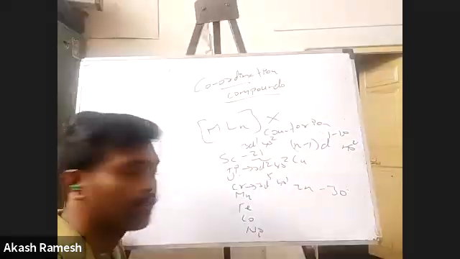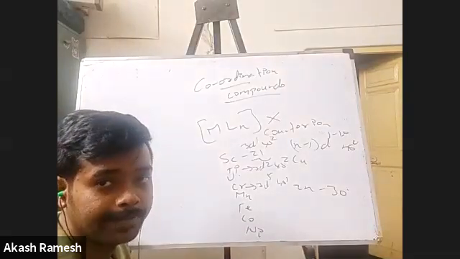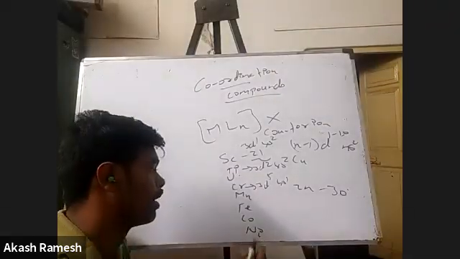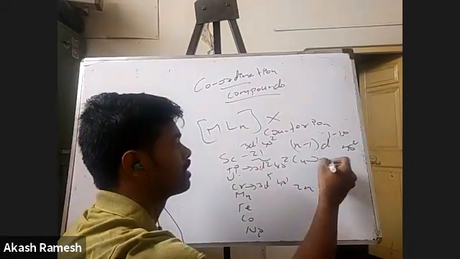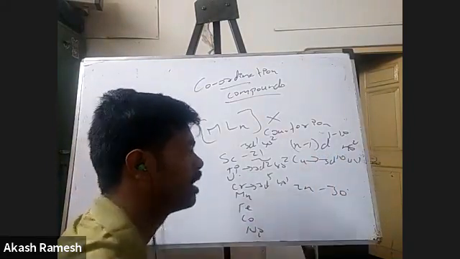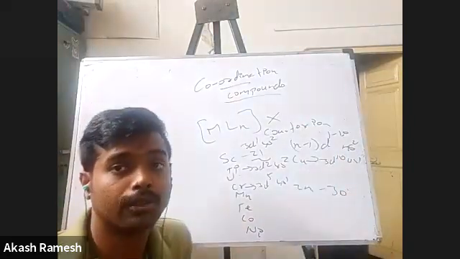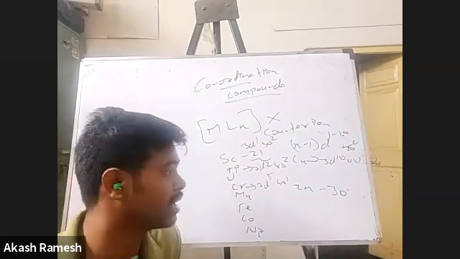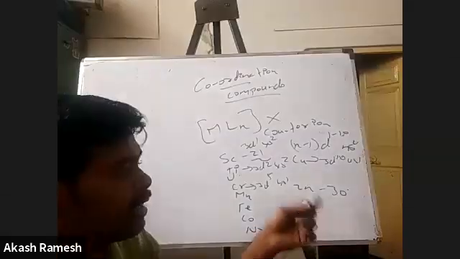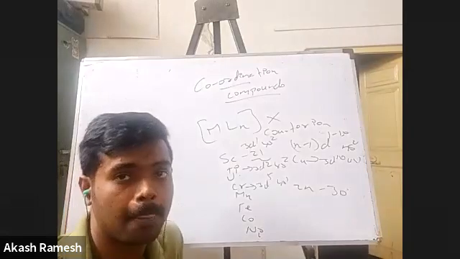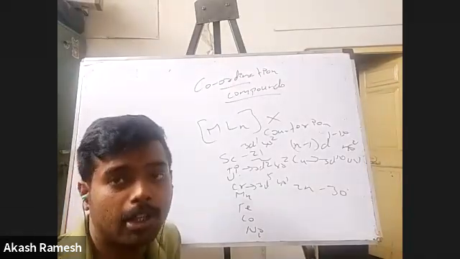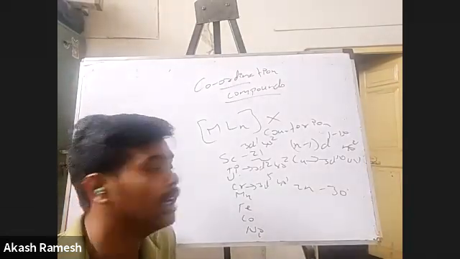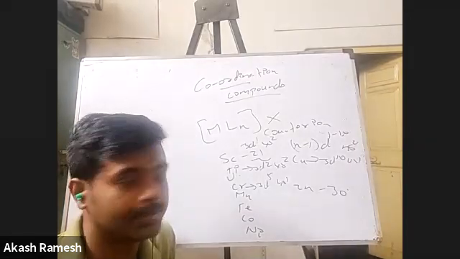So chromium will have 3d5 4s1 because of half-filled stability, right? And for copper, you will have 3d10 4s1, again in this corner, because of the fully filled stability of the d configuration. And zinc will have 3d10 4s2 at last, right? These things you have to remember for calculating so many things.